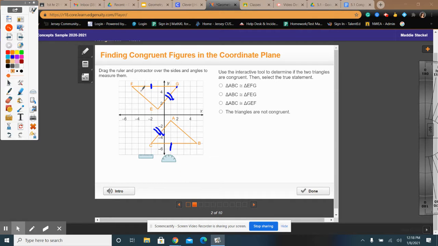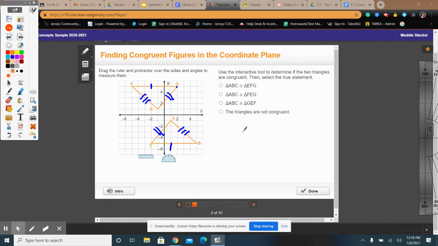And then for these guys, what do I got? Down 1, 2, 3, 4, over 1, 2, 3, 4. They are congruent. Now, I could match up and measure all the protractors, but I'm going to tell you, you don't need to. If all the sides match up, you do not need to. It's a little life hack.